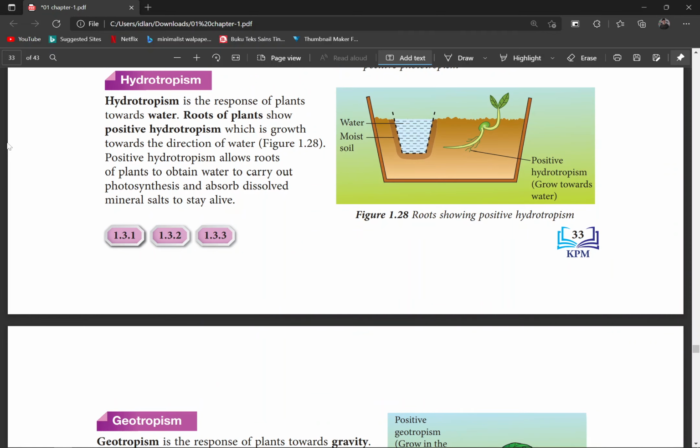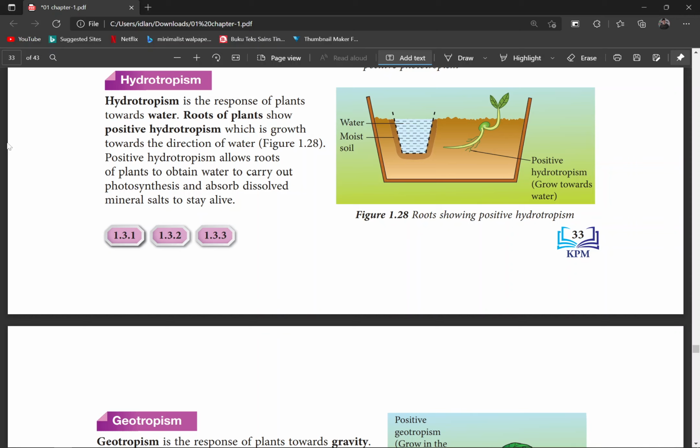Next we have hydrotropism. You can read now. You can pause if you want. Hydrotropism is a response of a plant towards water. The roots of the plant show that the root is moving towards the water source. This is a positive hydrotropism because it moves towards the water source.